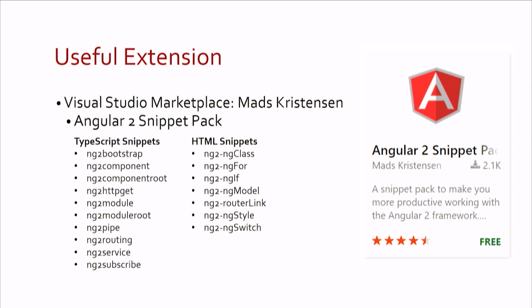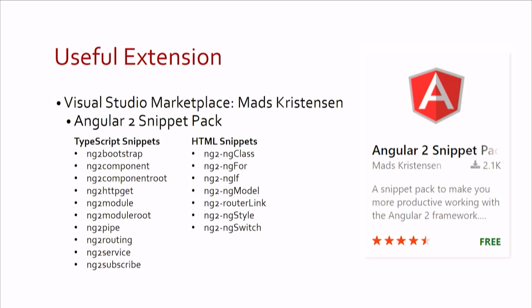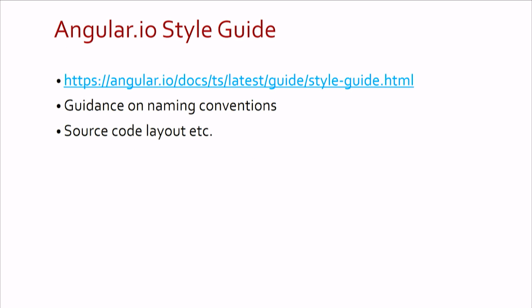One other thing that I'm going to be using to help speed things along is a useful extension that's been published by Mads Christensen out on the Visual Studio Marketplace. This is the Angular 2 snippet pack. This contains, as you can see, a very large number of different snippets. I'm going to be using ng2 component, I'll be using ng2 HTTP get, ng2 pipe, and some structural components, ngIf and ngFor. It's a great productivity boost to install this.